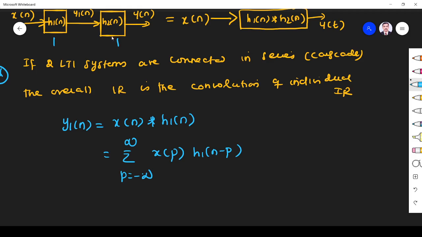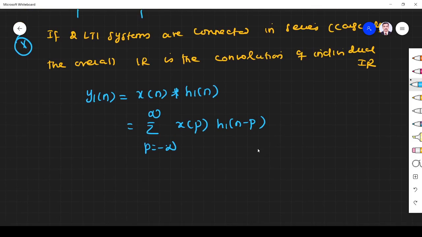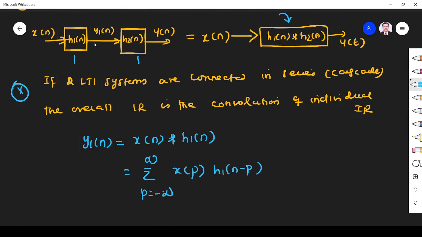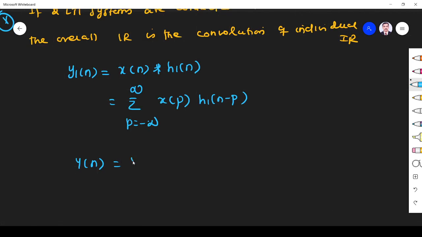Again, I have to apply convolution, and there I use the variable k. If I use k here and there also, we will get confusion. So I use p here first. Now this y1[n] is the input to the second system. So y[n], the output of the second system, is the convolution of input and impulse response. Input is y1[n], impulse response is h2[n]. So I can write y1[n] * h2[n]. This is the output of the second system, right?